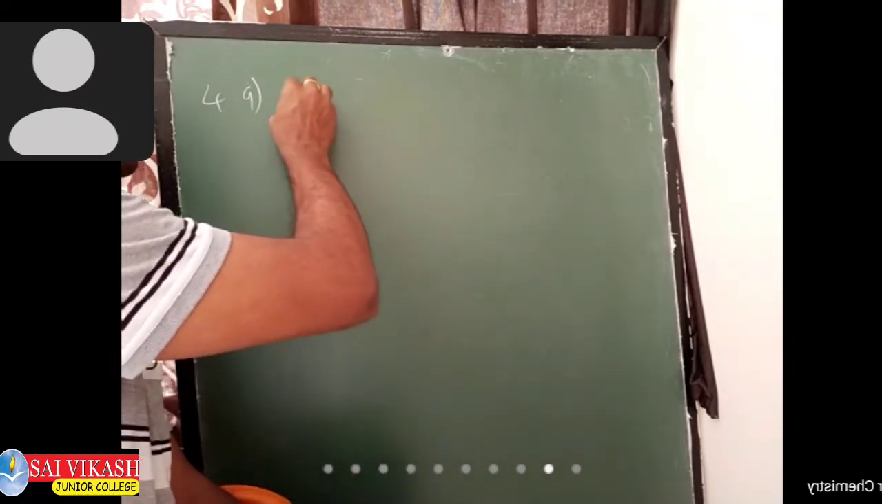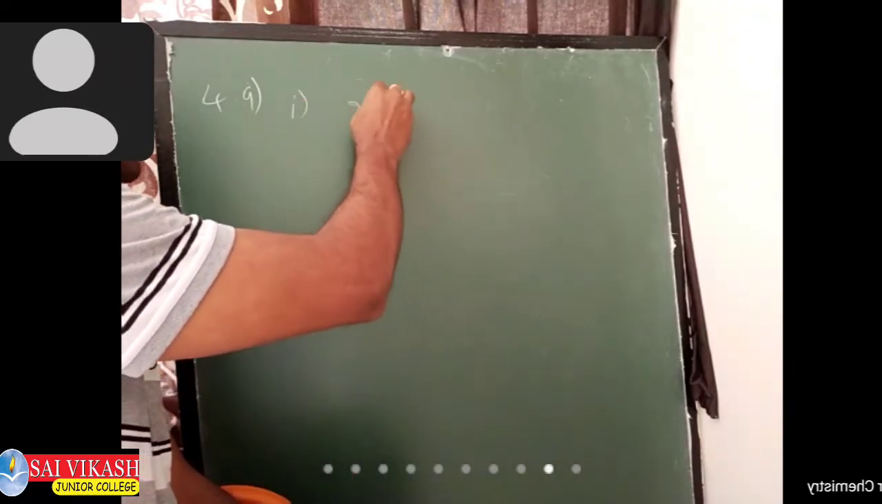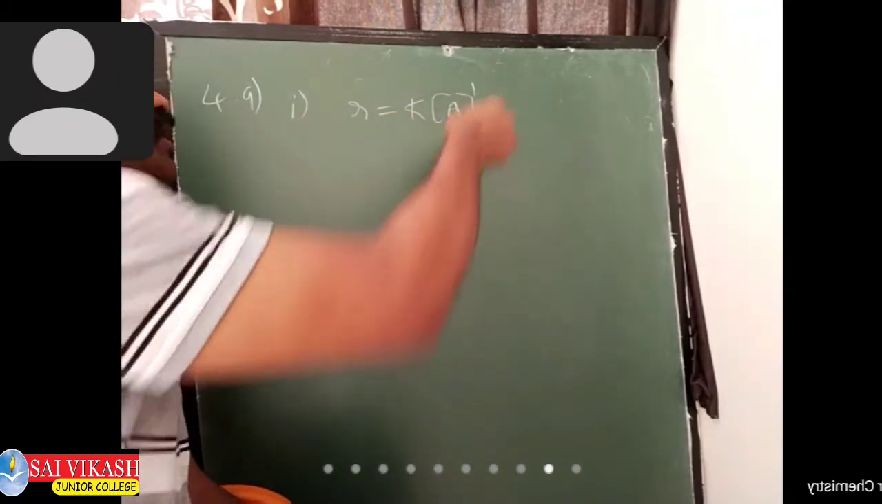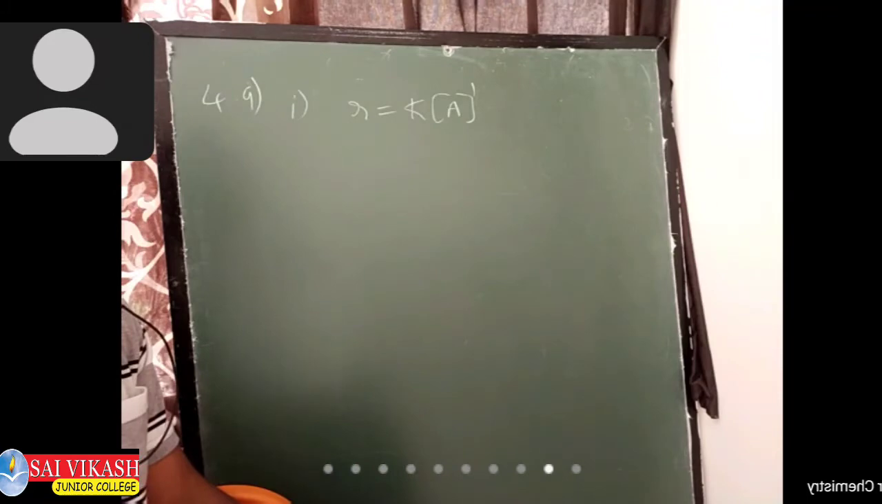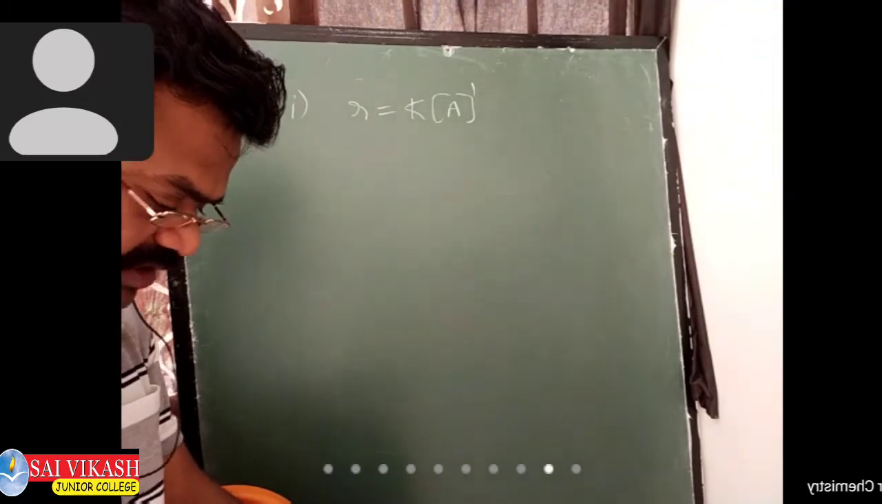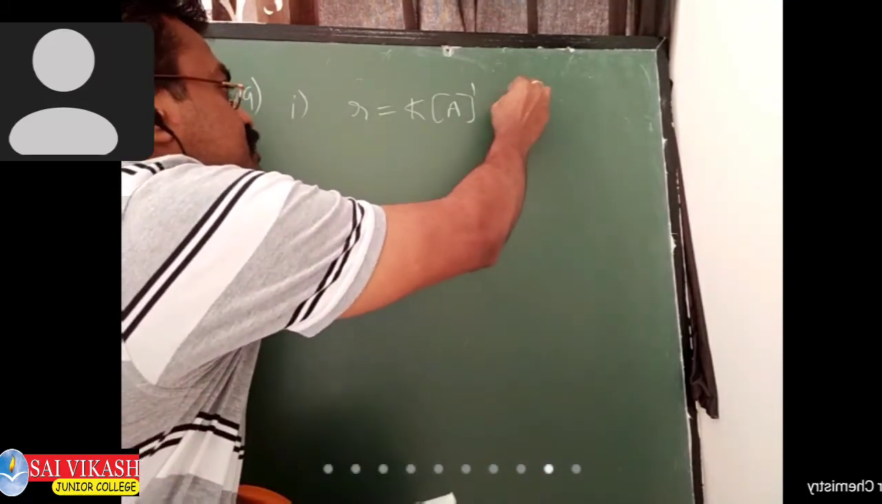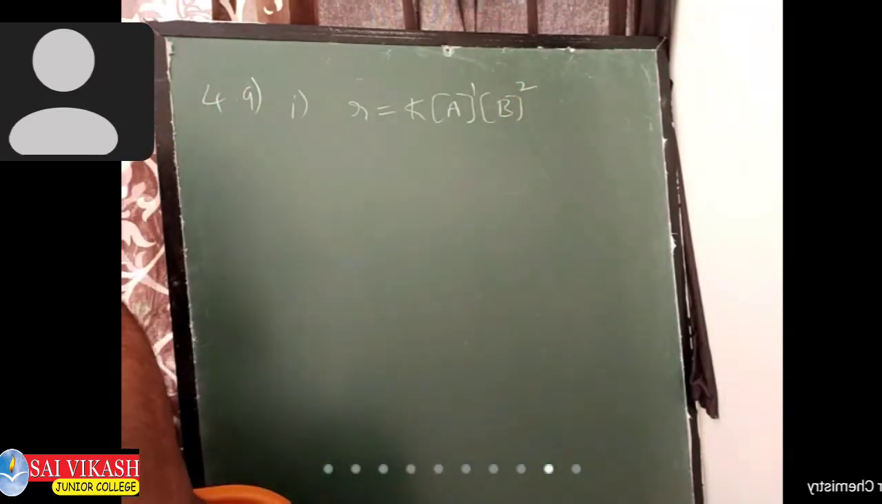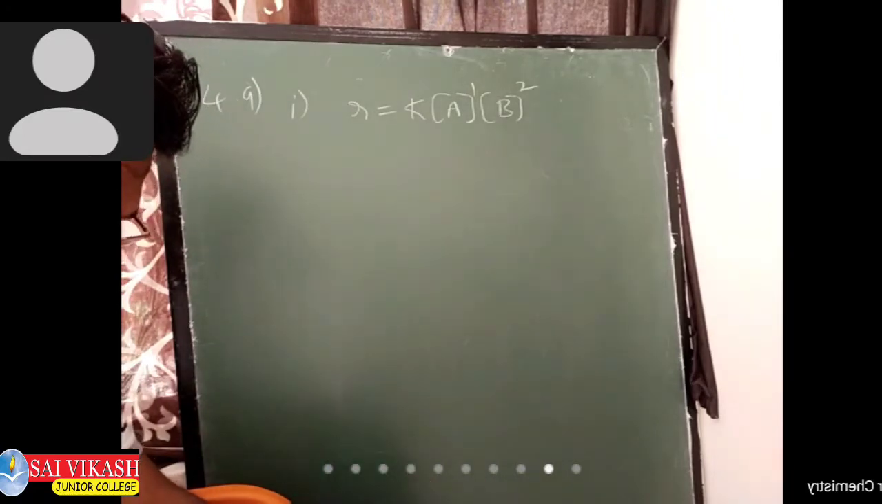So write the differential rate equation. First order in A, second order in B means the differential rate equation, the answer to the first question: R equals K into A power 1, first order with respect to A, and second order with respect to B means B power 2. First order with respect to A, second order with respect to B. This is the first question's answer.